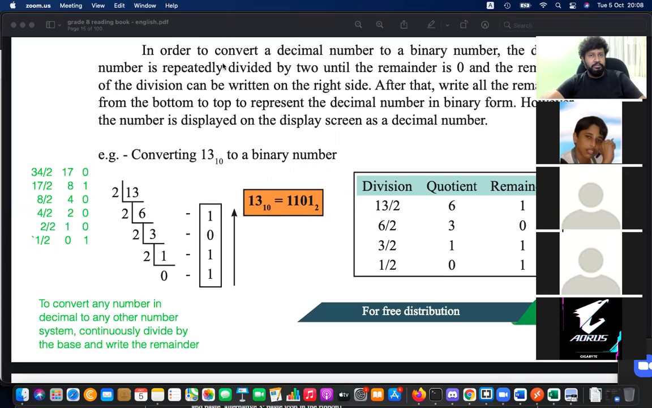And then write it from the bottom to top. You will get the binary number. The binary number is 1 0 0 0 1 0 in binary. So this is the binary answer.